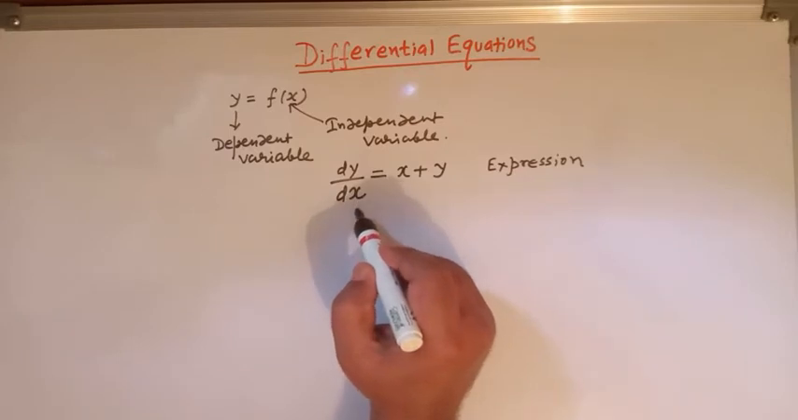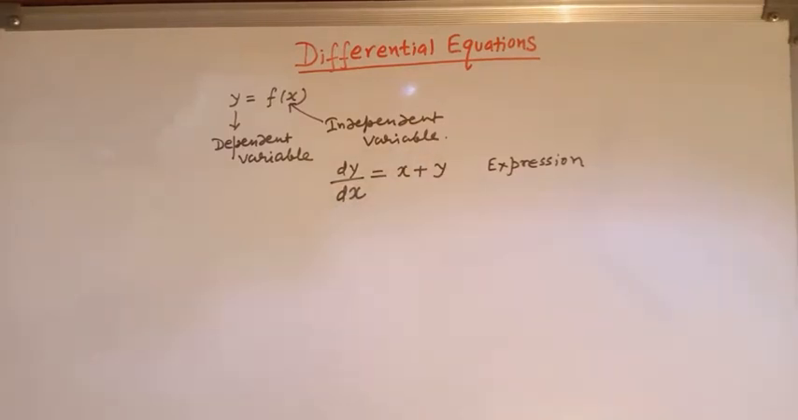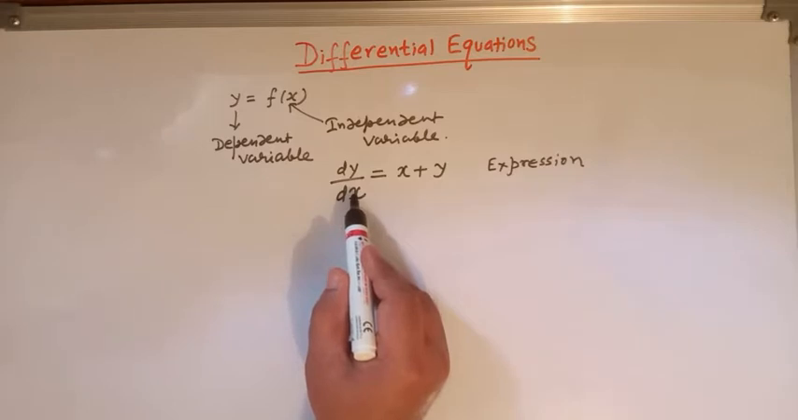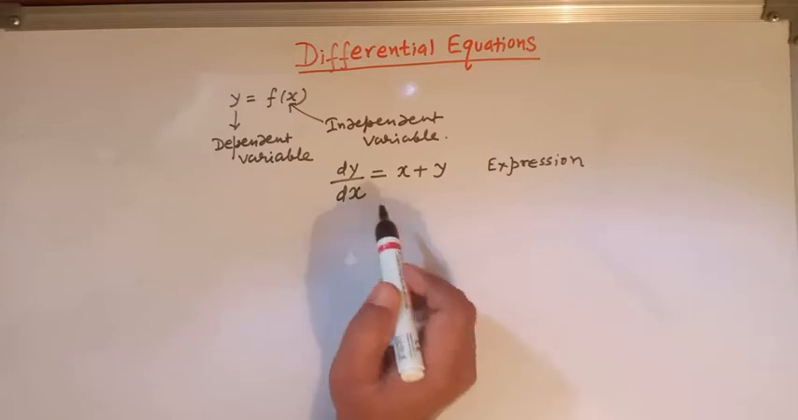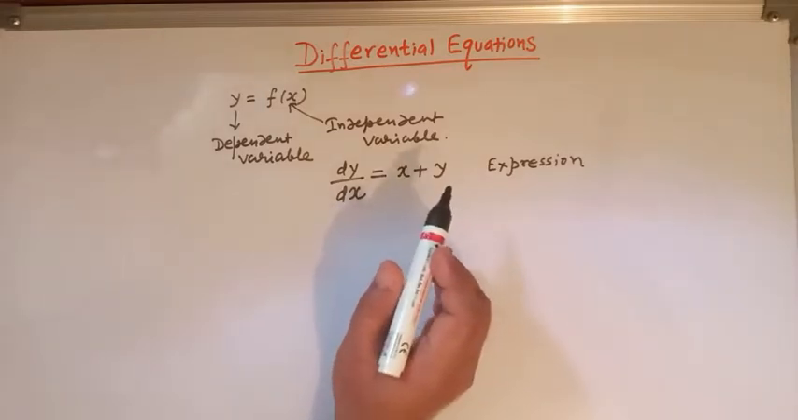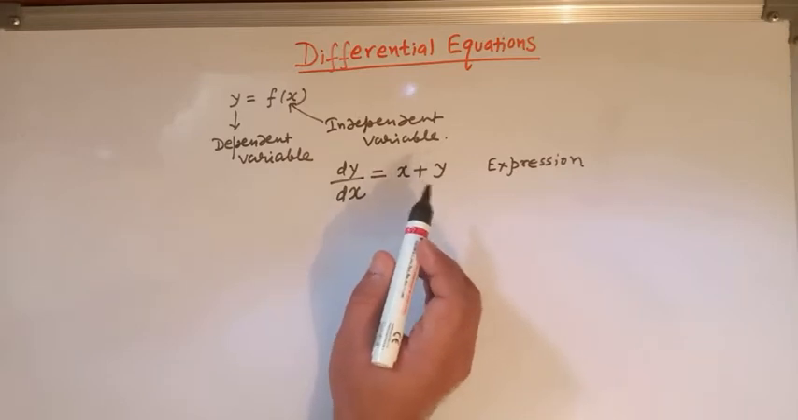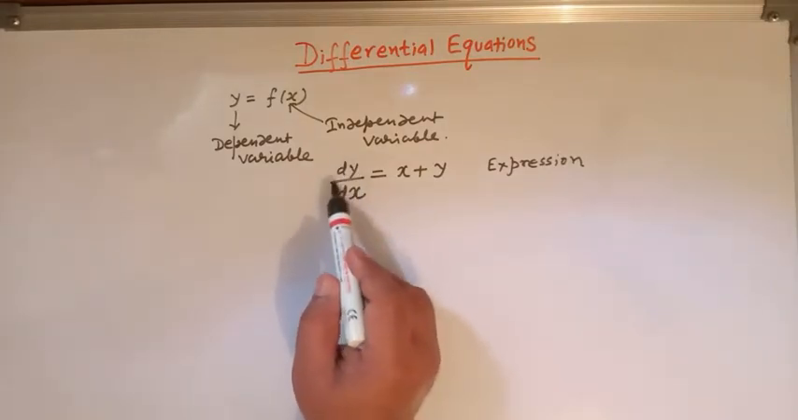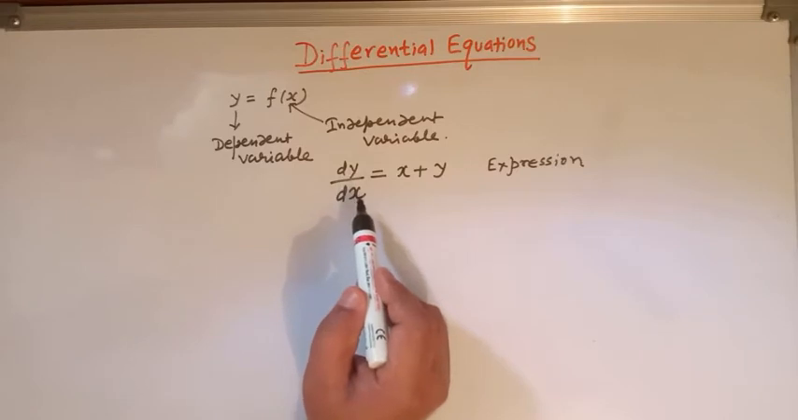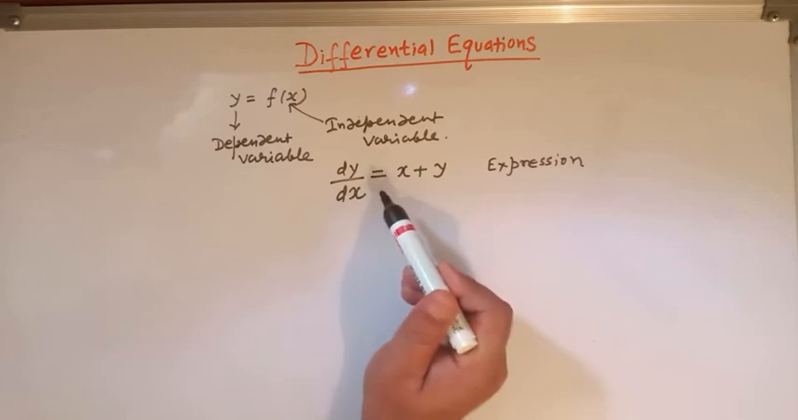Clear? So, if we define a differential equation, then we can say that an equation involving derivative or derivatives of the dependent variable y with respect to x is called a differential equation. Clear? I am repeating it once again. An equation involving the derivative of the dependent variable with respect to the independent variable is called a differential equation. Clear?